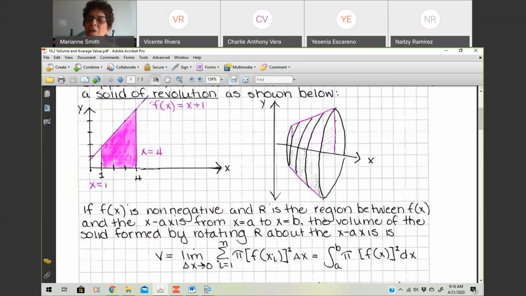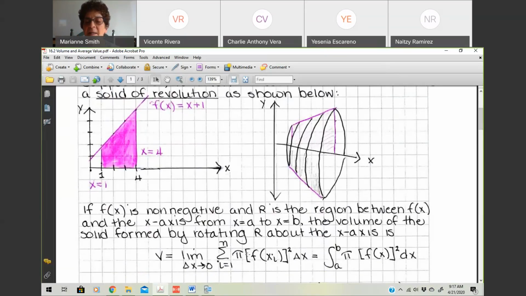So if you remember the formula for the area of a circle, right? That's the radius squared, pi r squared. And then you want to basically take this circular base and multiply by the thickness, okay? But the thickness is going to be getting smaller and smaller and smaller. So take a look at what I've got down here.